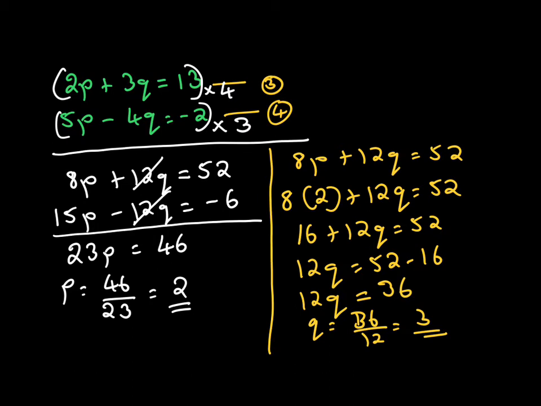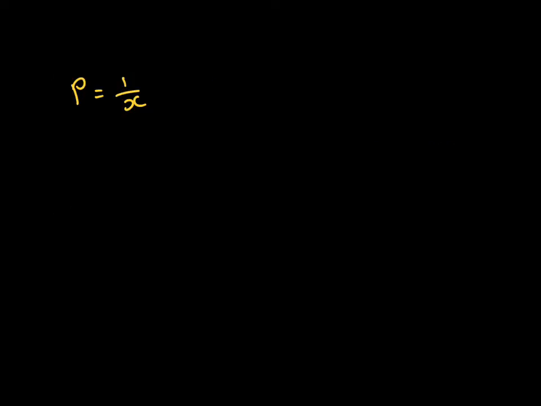So we know the value of p, we know the value of q now. But what is p equal to originally in our problem? p is equal to 1 over x, remember, and q is equal to 1 over y. So we will bring those values over here. p is equal to 1 over x, we know that, and q is equal to 1 over y.